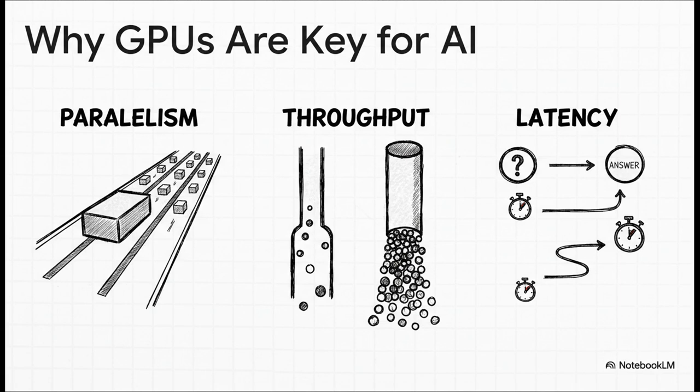And this ability to work in parallel, that is the absolute secret sauce for AI. Training these huge models means doing billions of simple math problems all at once. A GPU's design gives it massive throughput to just chew through gigantic datasets, and it lowers the latency, which is basically the annoying delay between when you ask a question and when you get an answer.